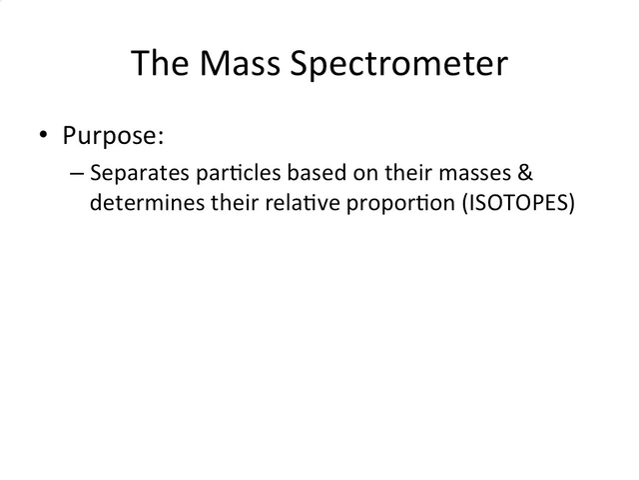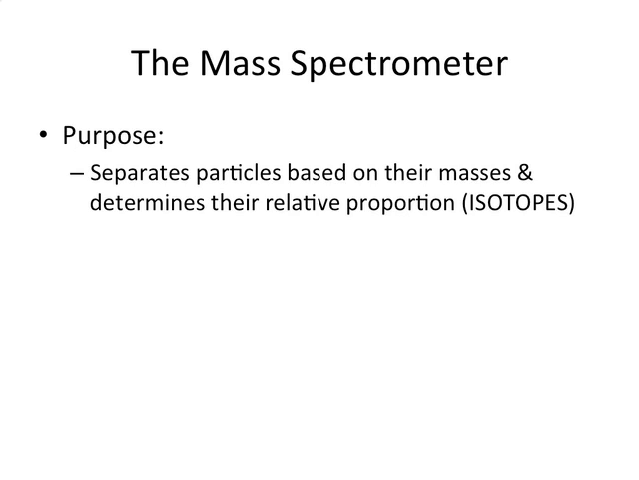So the purpose of the mass spectrometer is to separate particles based on their masses and then determine their relative proportions or their relative abundance. Those were those percentages that we were dealing with. So this is all dealing with isotopes. As a reminder, isotopes are looking at a specific element like sodium, which we know all sodium have to have 11 protons because that's its atomic number, but they can have varying masses.